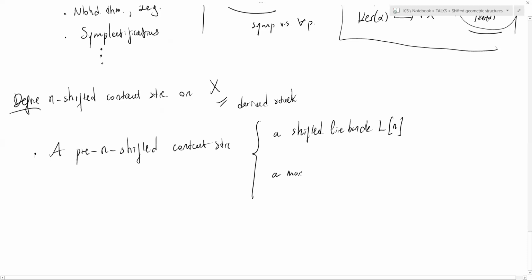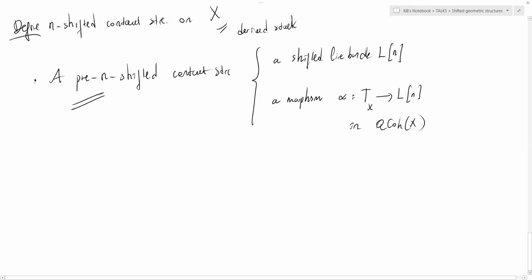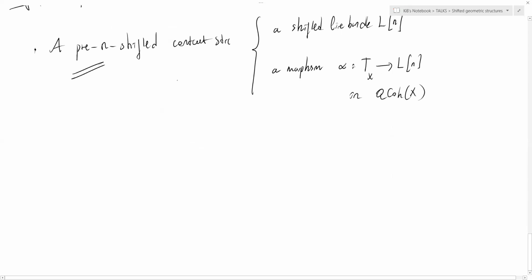So we want a morphism, call it alpha, from T_X to this L, the shifted line bundle. And this is a morphism in QCoh(X). Okay, so for the pre-shifted data, the pre part, we want this information. So these two things are the data. So let's see what's going on. As a notation, when I use this kind of notation, it means we are discussing the pre-n-shifted contact structure. And we have an important remark here.